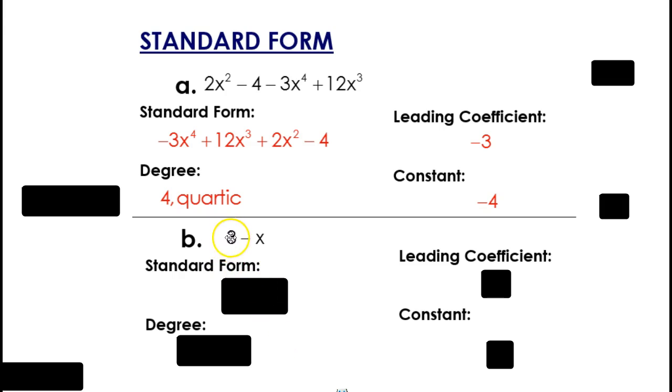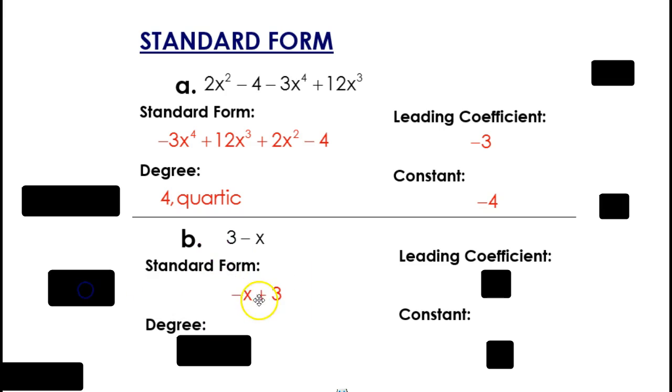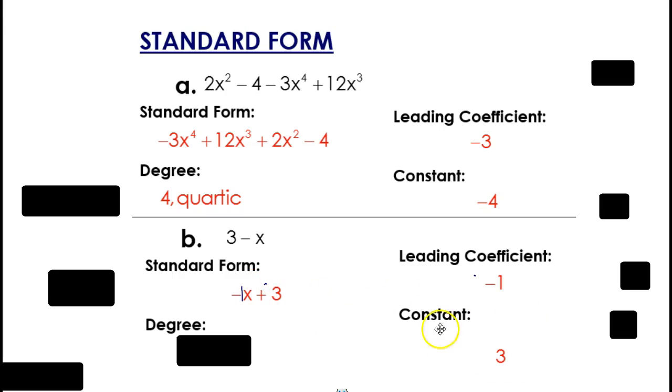All right, our second example, what's going to go first in standard form, the 3 or the negative x? Well, remember, the constant term is always last, so we're going to move that negative x to the front and get negative x plus 3. The leading coefficient, now there's not a number in front of the x, but there is an understood number. Anytime you have negative x, it's like saying negative 1. So since there is an invisible negative 1 here, we would say that the leading coefficient is negative 1. If there's no number in front of the x, it would be understood to be a 1. The constant term at the end would be 3, since that is the term without an x.